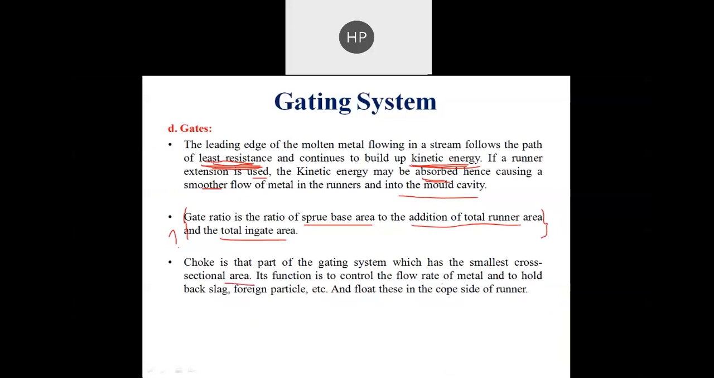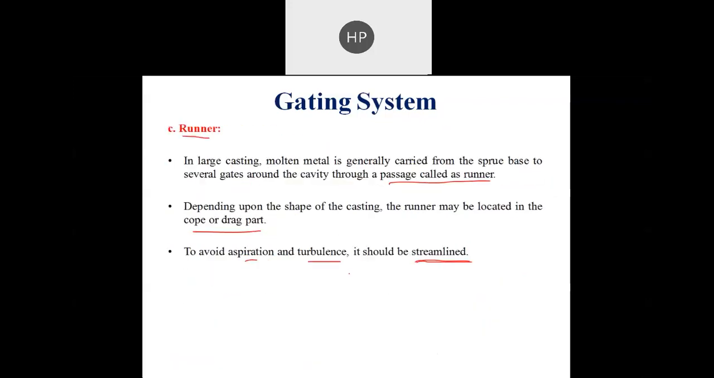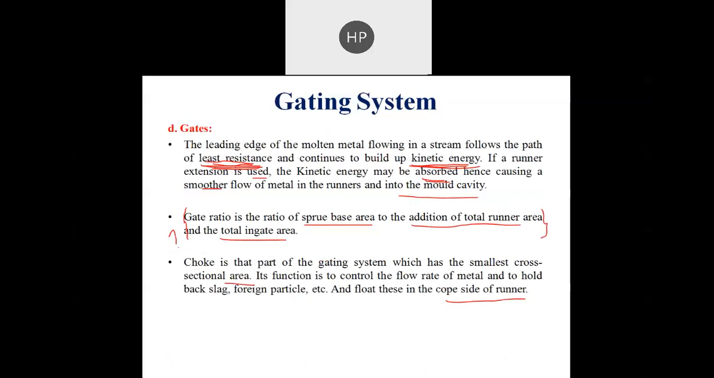Choke is a part of a gating system which has the smallest cross section area. It functions to control the flow rate of the molten metal and to hold back slag and foreign particles and float these into the cope side runner. Okay, so as I told you earlier, this is the choke. It will perform all the tasks we discussed over here. Okay, it has a smaller cross section area and it will control the flow. It will also hold back slag as well as foreign particles. So this is the gate.